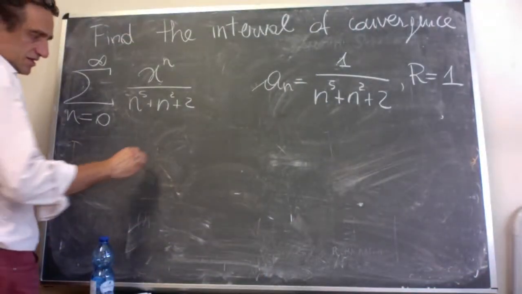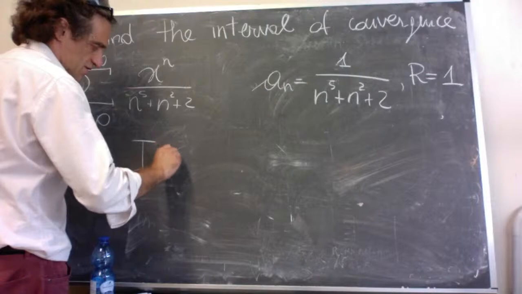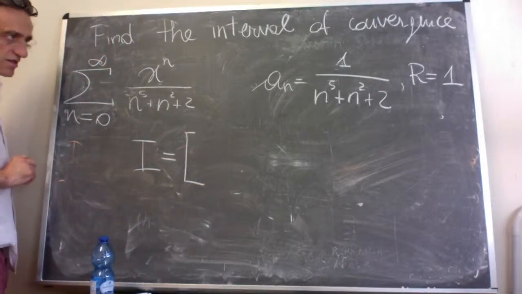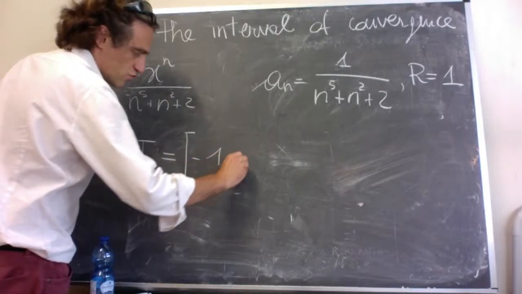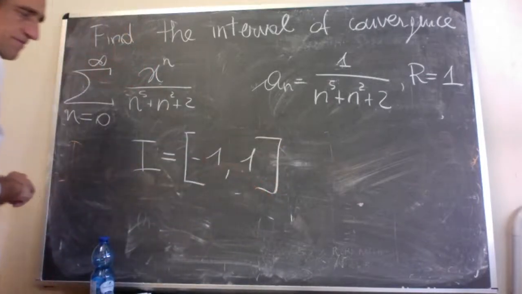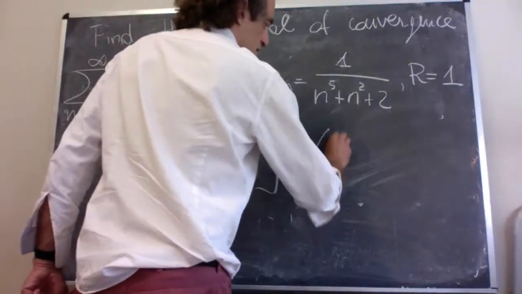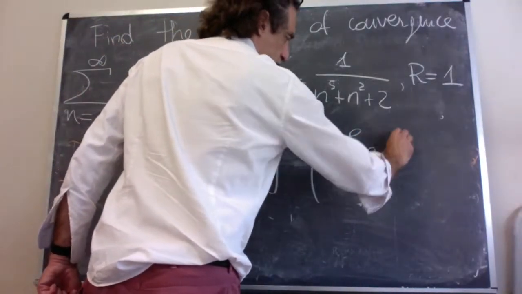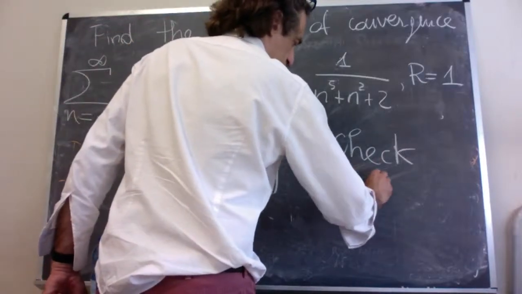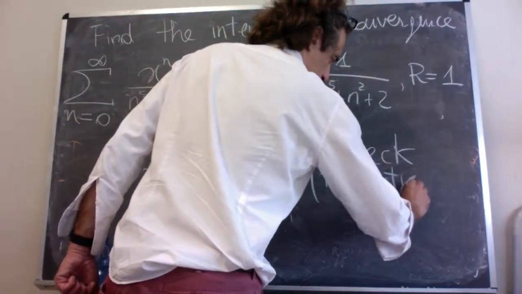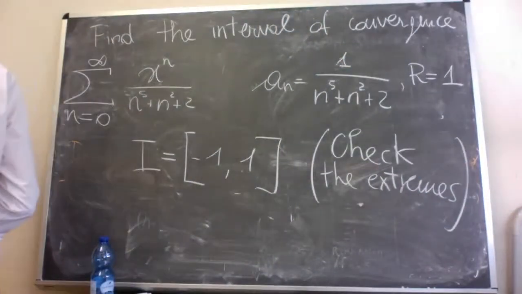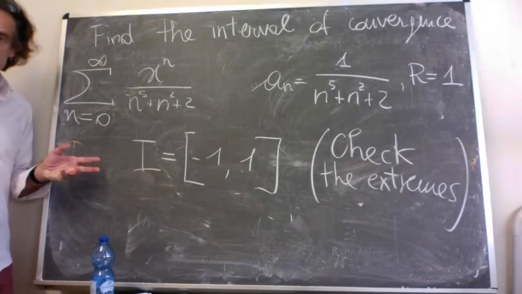Final result here is that the convergence interval is [-1, 1]. This time it is closed both on the left and on the right. So check the extremes. This is the message. Let's check the extremes. This is the final result.